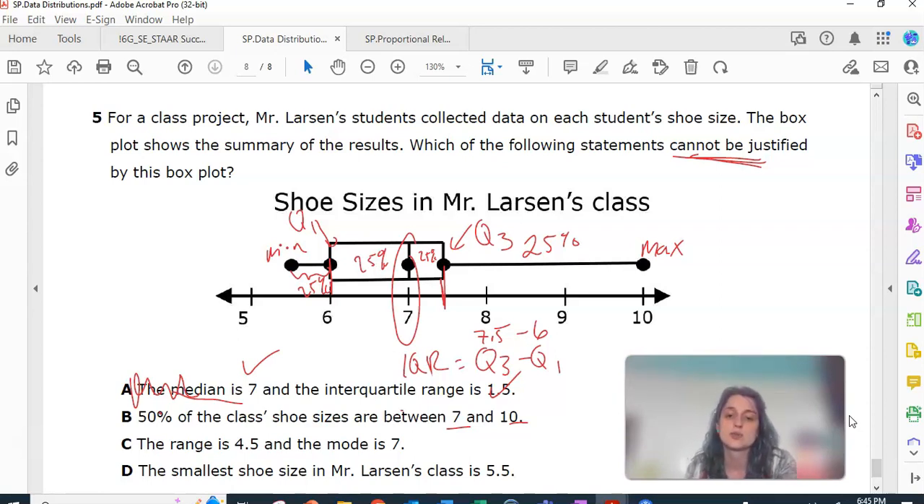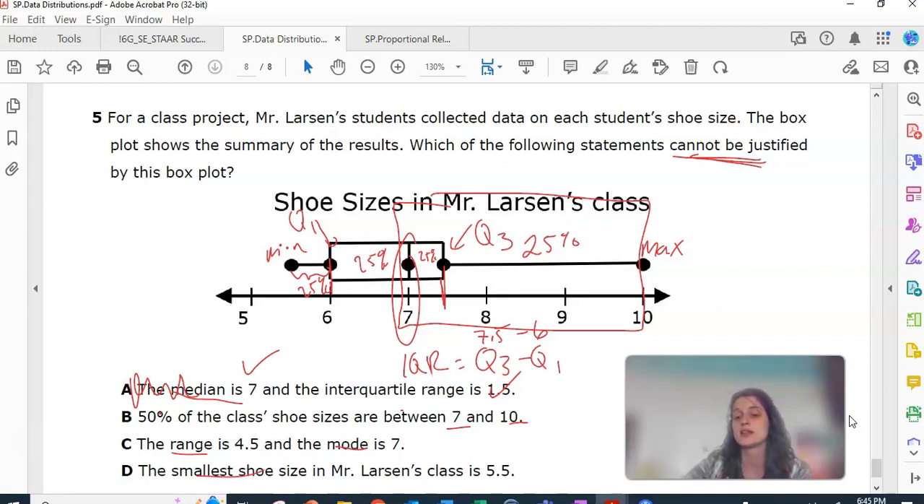So, between 7 and 10. Here's 7 all the way to 10. Does that represent 50% of your data? You decide. So, we're checking range, we're checking mode, we're checking smallest, which would be minimum.